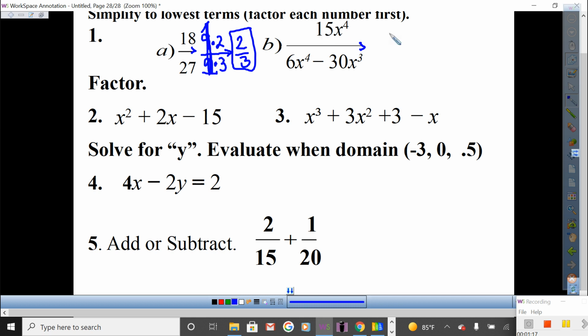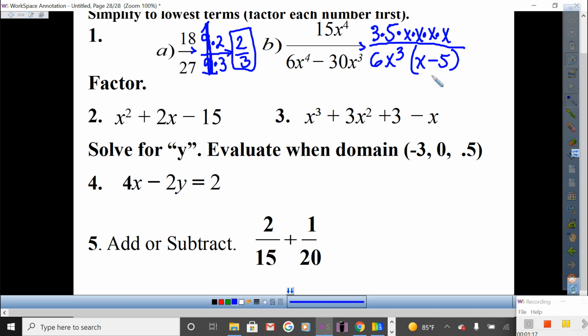So 15, if we factor 15, is the same as writing 3 times 5. Is that correct? And x to the 4th is the same as writing x times x times x times x over. Now we have a binomial, so then I'm thinking GCF. What's the GCF for 6x to the 4th and 30x cubed? Well, they both can be divided by 6. And they both have at least x cubed, so that's 6x cubed. That leaves us with x minus 5.